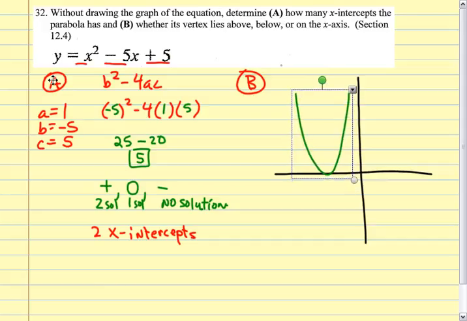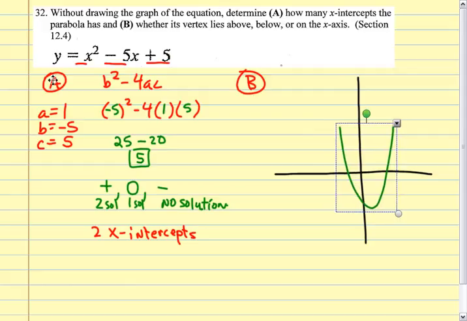This is what it would look like if there was only 1 x-intercept. Okay, but we know that there are 2 x-intercepts, right? It hits the x-axis twice. And since it hits the x-axis twice, that means that the vertex, the minimum, has to be below the x-axis. Okay, so we're going to write below right here. That's our answer for B.